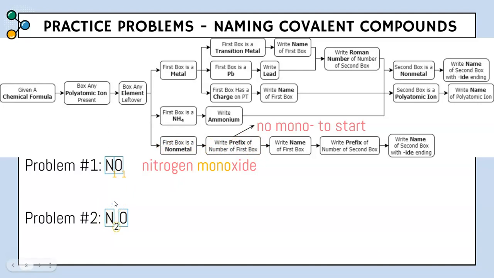Our first box, we have 2. The prefix for 2 is di. So we're going to start off our name with di. Then we're going to write the name of our first box. Our first box is N, which is nitrogen. So our first word is going to be dinitrogen. Then we're going to write the prefix of the number of our second box. Looking at our second box, we only have 1 because there's no number after it. And the prefix for 1 is mono. And we're going to name the second box with an ide ending. Our second box is oxygen, which becomes oxide. So we have dinitrogen monoxide.